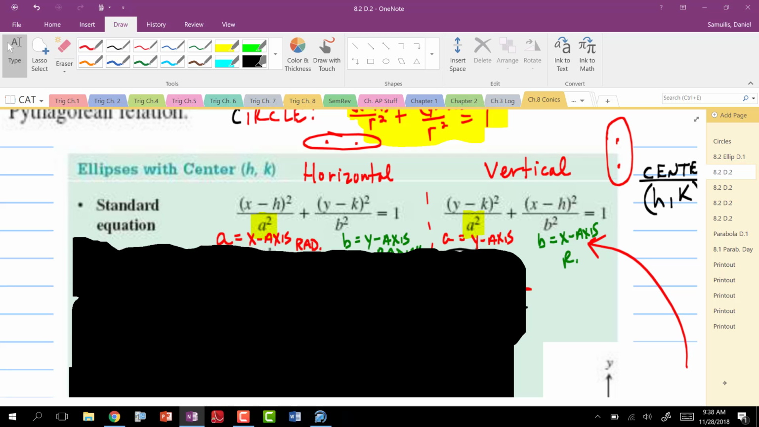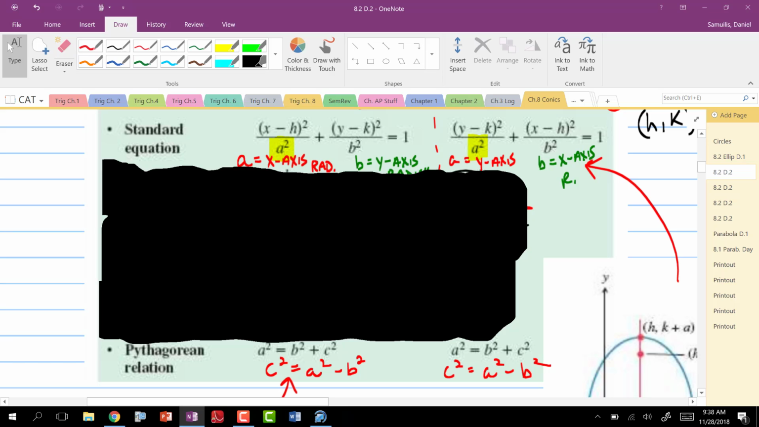The second one just says the bigger number is underneath the y squared. Notice this. It's y minus k squared. The y value of the center is always with y. Sometimes people go in order, and we'll see that in an example that I have today. Be careful. And it's not that these are not going to be referenced. I know that was a double negative on purpose.